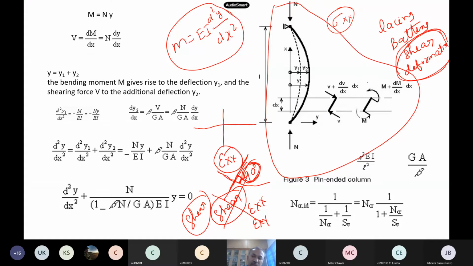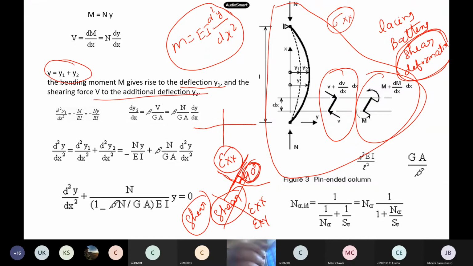You have two deformations. One is from bending, the ordinary Euler-Bernoulli one, plus you also have shear deformations. Generally we write y is y1 plus y2. So two deformations you have to consider. In our ordinary theory we neglect this shear force. The equation of equilibrium has d square y by dx square, which is the ordinary thing you studied in Euler-Bernoulli beam theory. Now you have to add one more thing which includes this shear deformation also.